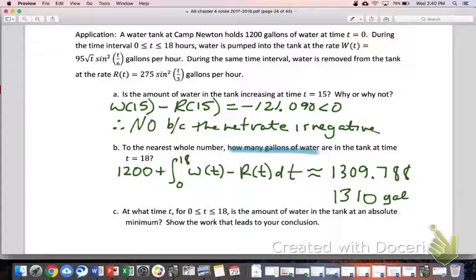It says, at what time t on the interval 0 to 18 is the amount of water in the tank at an absolute minimum? Show the work that leads to your conclusion. So please take a few minutes and do this. Please extensively use your calculator.